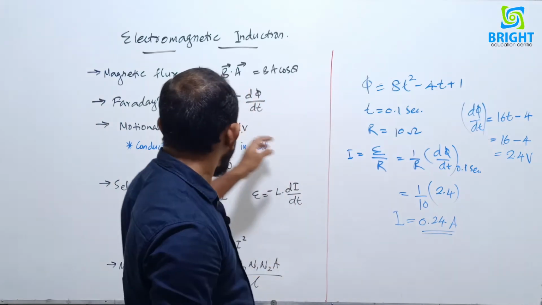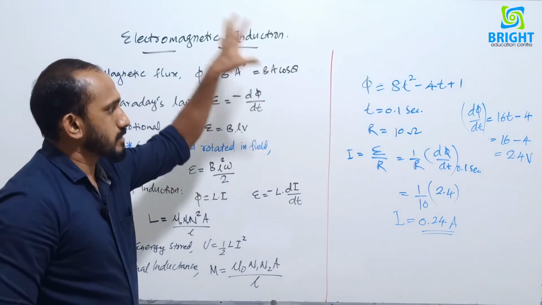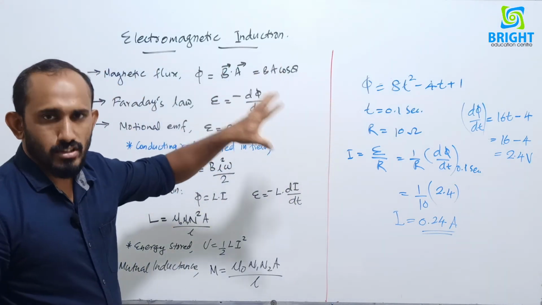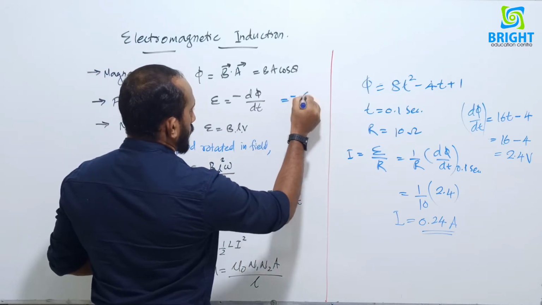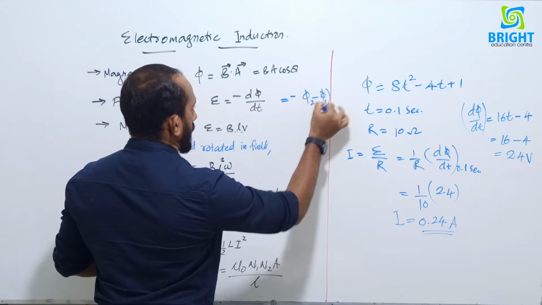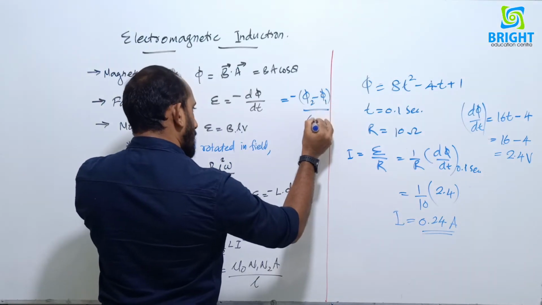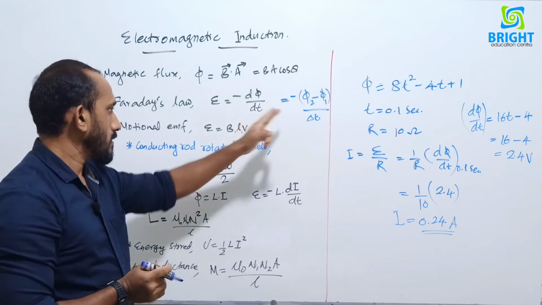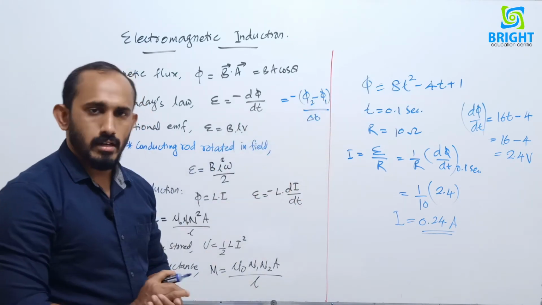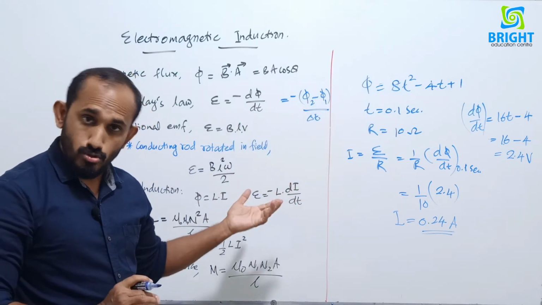Like, if the flux is not given as a function of time, then you can do it this way also: EMF is equal to negative phi 2 minus phi 1. Initial and final values are given and the time interval is given. So negative phi 2 minus phi 1 by time taken, negative phi 2 minus phi 1 by delta t. That equation also you can use.